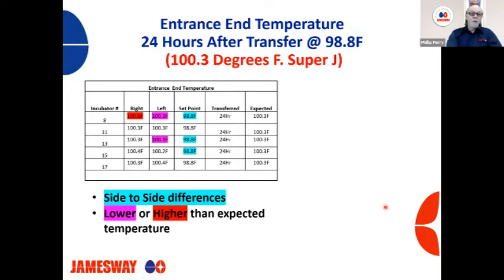So there are certain temperatures. If we're running a 98.8 degree set point temperature in a Super J cabinet, 24 hours after transfer, we should be seeing right and left temperatures of around 100.3. And so this machine, number 11, as you can see, is right where it needs to be. Some machines have some variation, lower or higher than expected. This machine was kind of flip-flop.